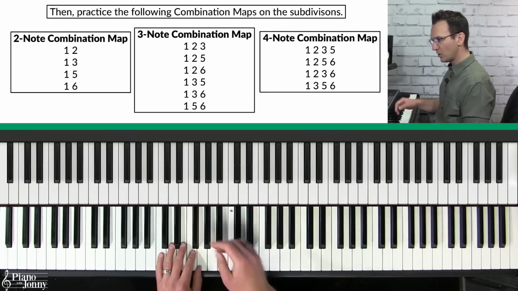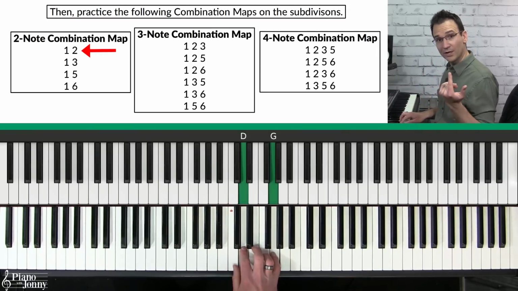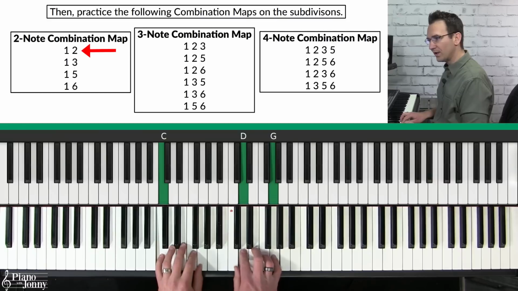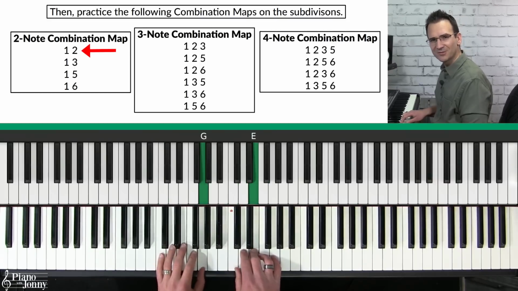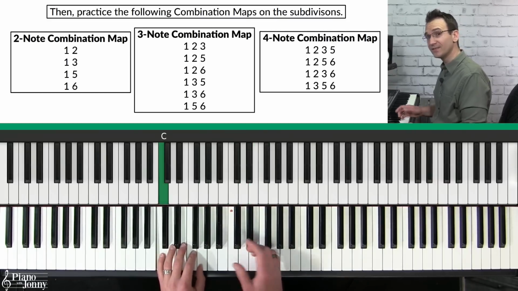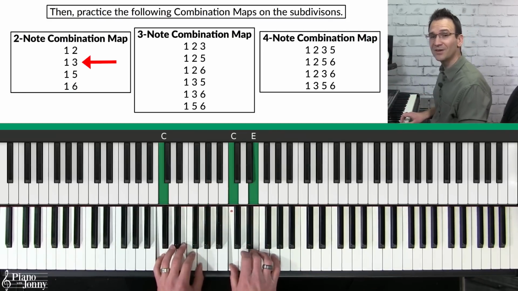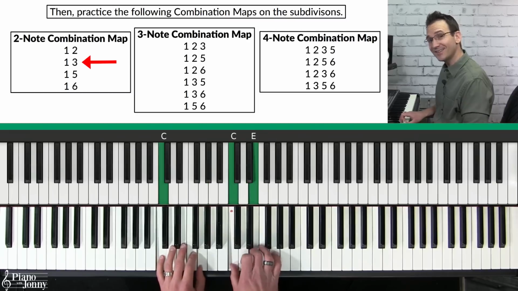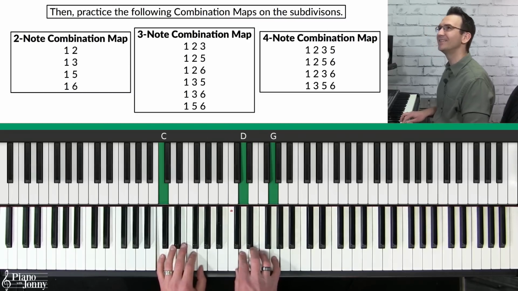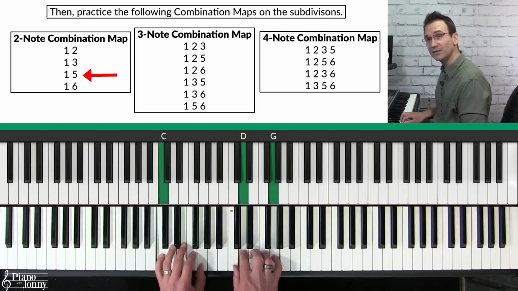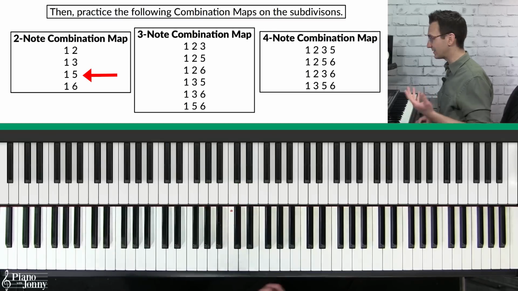So let's start with the 2-note count combination. We have 1, 2, okay? Here we go. 1, 2, 3, 4, 5, 6. Make sense? Pretty simple. Next one, 1, 3. 1, 2, 3, 4, 5, 6. How about 1, 5? 1, 2, 3, 4, 5, 6. 1, 4, 5, 6. Makes sense?